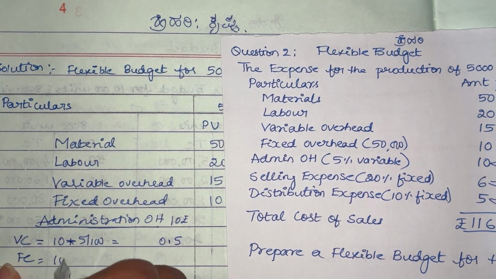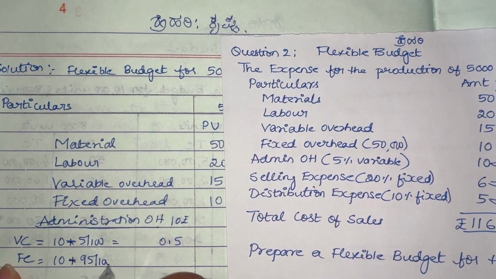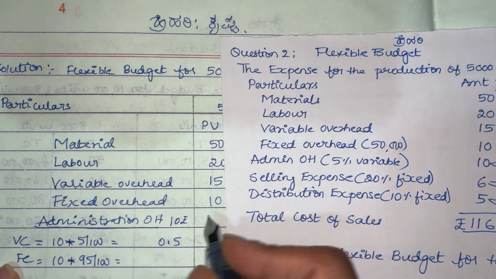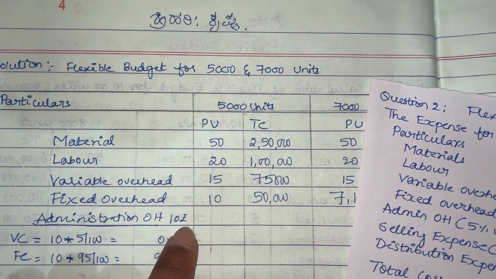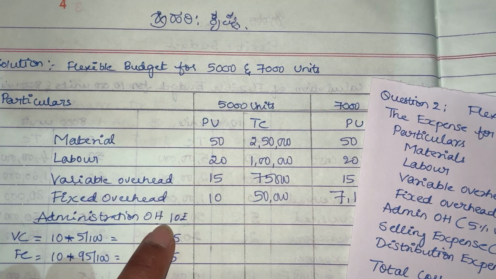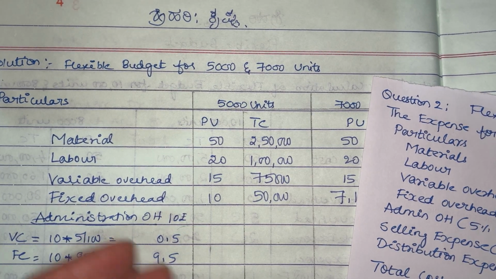So 10 into 5 divided by 100 is 0.5, and 10 rupees into, I think now the rest of the 95% will be fixed cost. 10 into 95 divided by 100, that is 9.5, will be your fixed cost. So did you get it? 10 rupees is your total cost. Out of that 5% is variable, that is 10 into 5 divided by 100. Then the remaining 95% should be fixed, so 10 into 95 divided by 100.